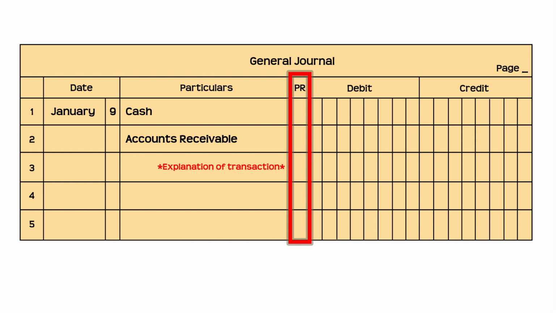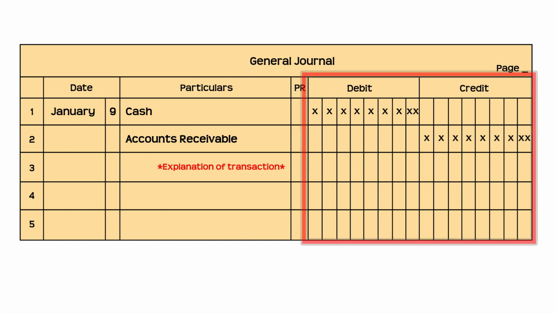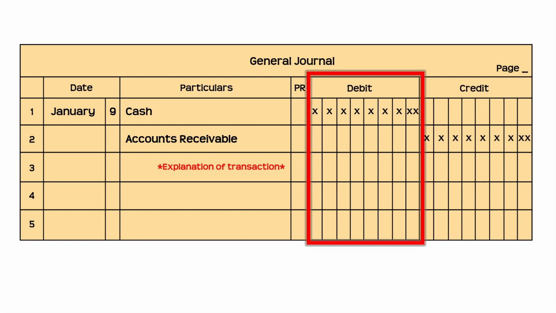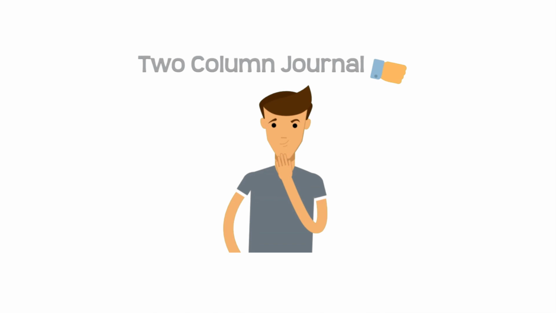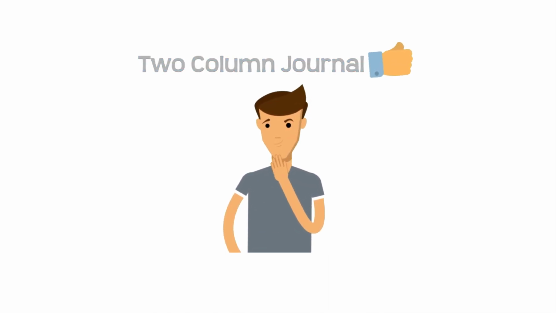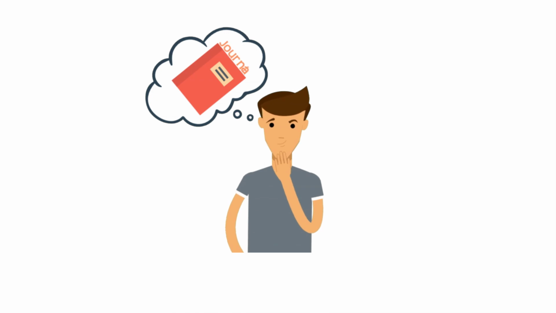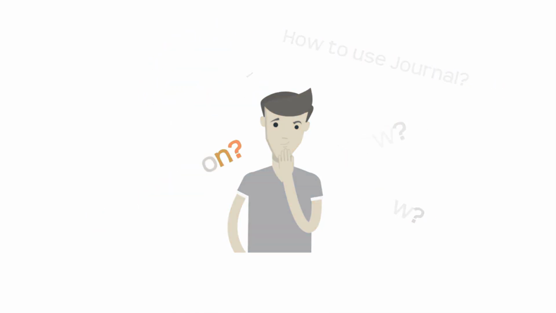The posting reference. The posting reference, also known as folio, provides a cross-reference between the journal and the ledger accounts. And lastly is the debit and credit column. The amounts to be debited and credited are listed on these columns. By the way, this is called a 2-column journal since there is only one column for debit amounts and another column for the credit amounts. Now that you know what a 2-column journal looks like, the next thing you need to know is how to input information on this journal.